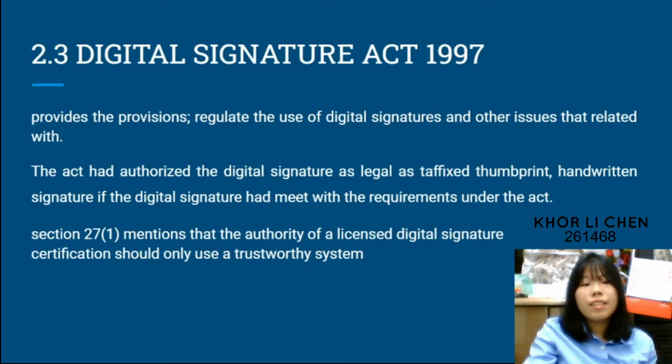The third is the Digital Signature Act 1997. It provides regulations on the use of digital signatures and other related issues. The Act has authorized the digital signature as legal as a thumbprint or handwritten signature if the digital signature meets the requirements under the Act. Section 27(1) mentions that a licensed digital signature certification authority should only use a trustworthy system.